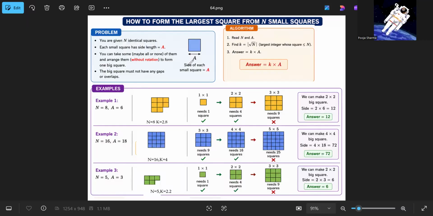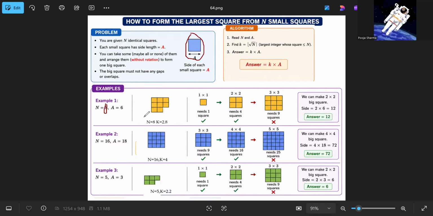In this problem, you are given identical squares, and each square has a side A. Now what you need to do is take some of them and arrange them to form a big square. There might be 2 squares, 3 squares, 4 squares, 5 squares. That is the value of n. Here n value is 8, so it means 8 squares, and with the help of these squares, you need to create a big square.